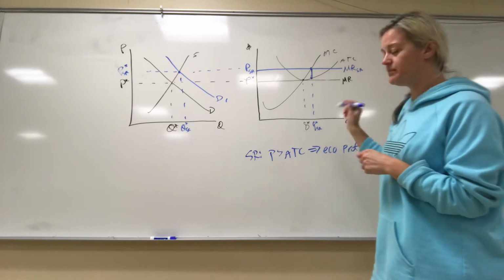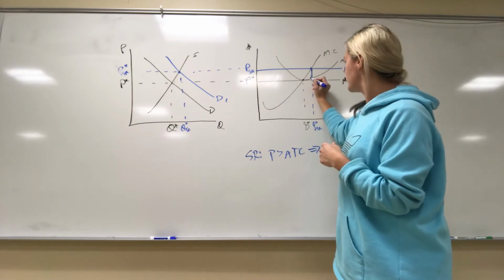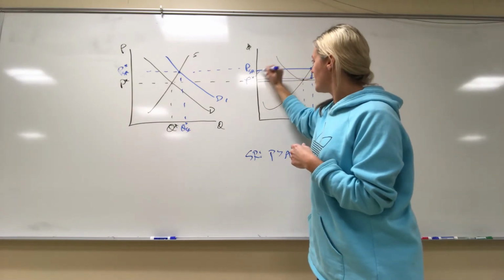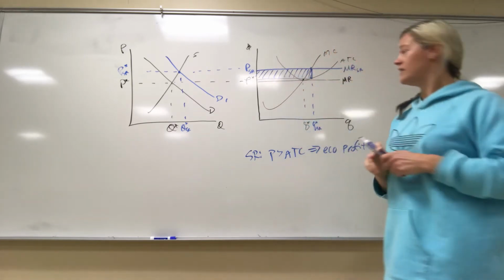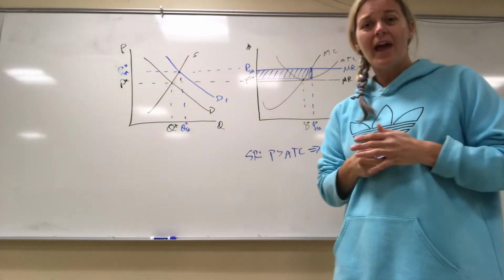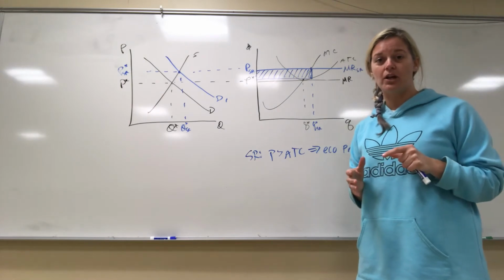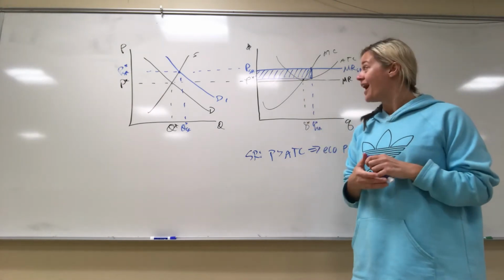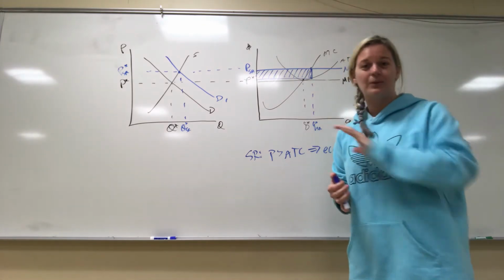The size of that profit, we can extend this over, and this area right here, that's our total profit. So what happens in this scenario then? Well, in the short run, all the firms that are already in the market are going to be earning this positive economic profit. Firms that are not in the market are going to be looking at this and wanting a piece of this.